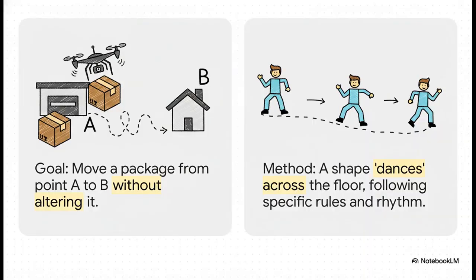So check this out. It's really two sides of the same coin. On the left, you've got a delivery drone. Its entire job is to get a package from point A to point B without squishing it, flipping it, or changing it at all. On the right, you've got a shape that's dancing across the floor, following a very specific set of steps. One is all about logistics, the other is about art. But you see it, right? They're both about controlled, consistent movement.